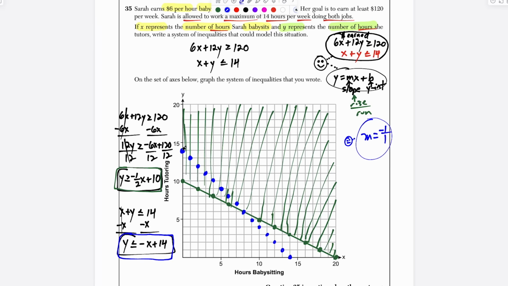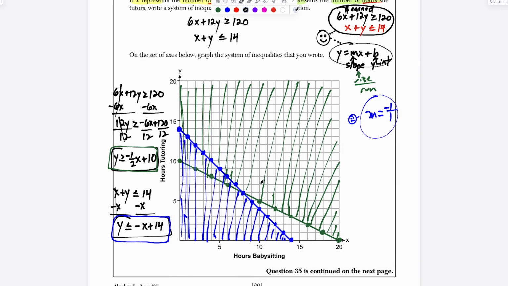So now I'll just connect these points here. So we have this point here, going to connect all the way to the bottom. And what we're going to do next, we have y is less than or equal to negative x plus 14. So for this one, we're shading under. Okay, so we go under like this, and I'm going to shade all the way across.